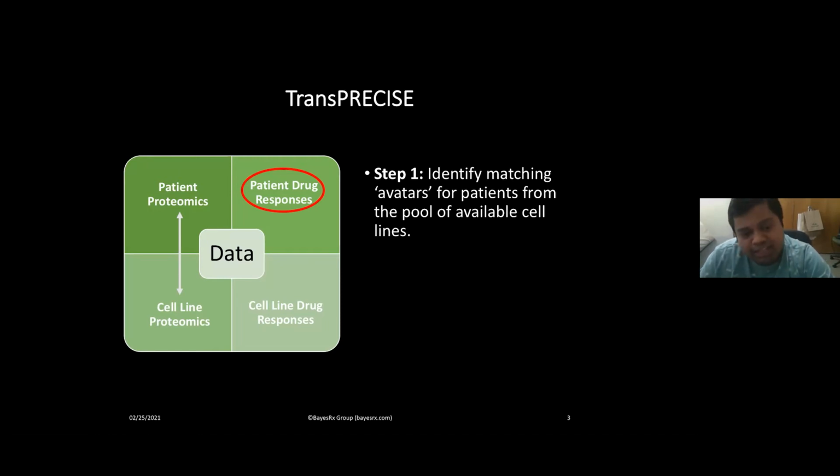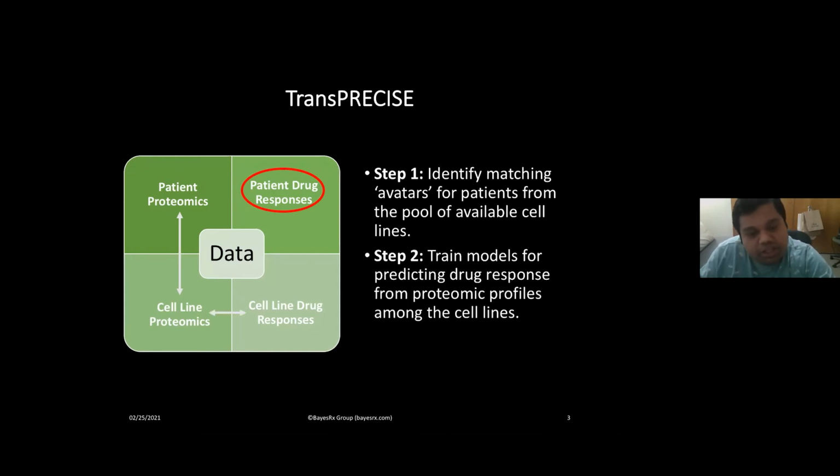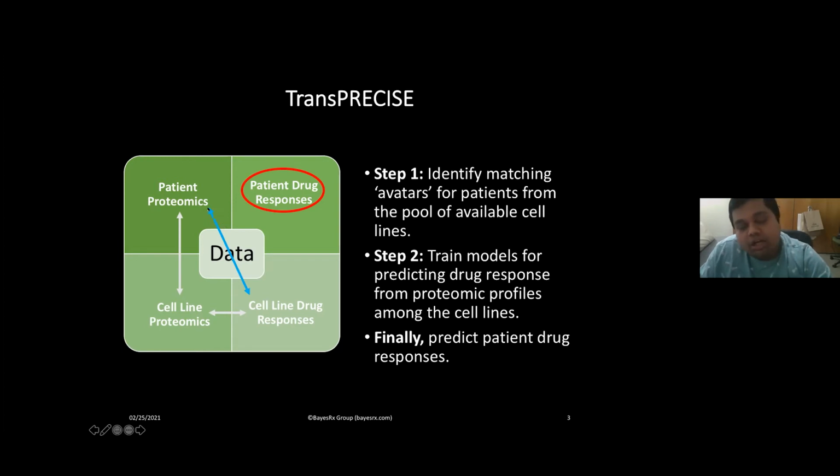Now, once we have done that, then we go to the cell lines. So whatever top matching cell lines we have for these patients, we build a training model for them because we have both of this data now. And once we have built that training model, now we use those to predict whatever missing drug response we have here among the patients. So that's sort of how this is supposed to work in a combined two-step manner.